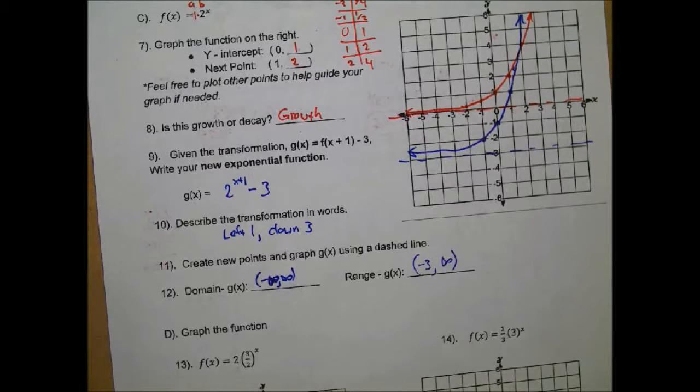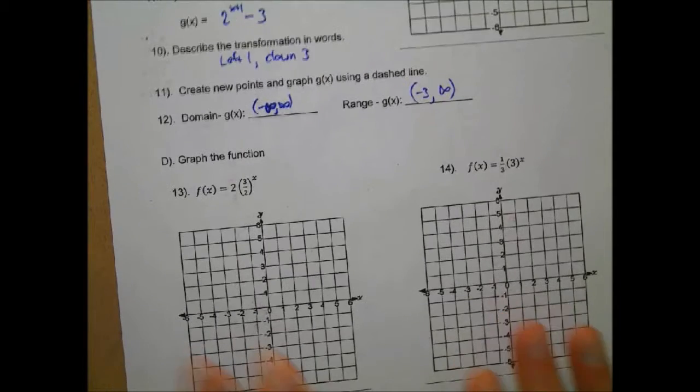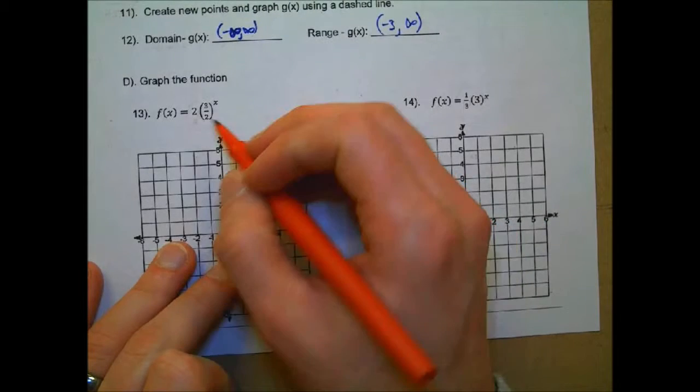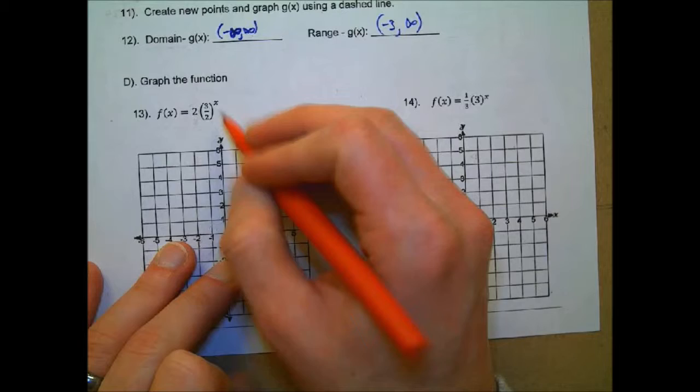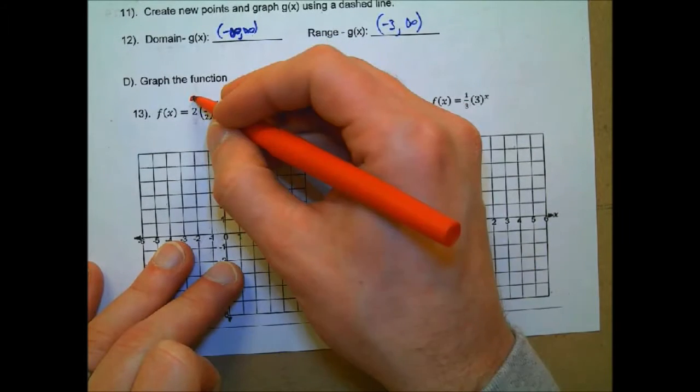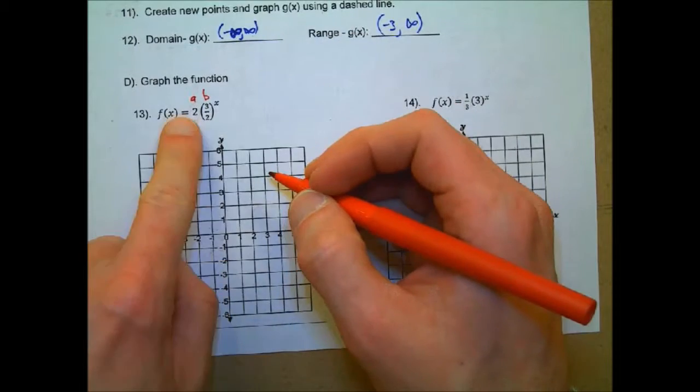Okay. So then letter D, we have 2 more here to graph, and we're going to graph them in a very similar way to what we graphed up here. So again, let's identify our A and our B. What is the A in this function? 2. What's our B? 3 halves. Okay, so since A is 2, that's my y-intercept there at 2.